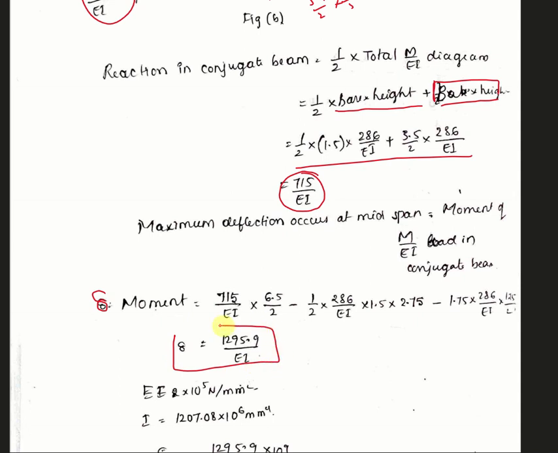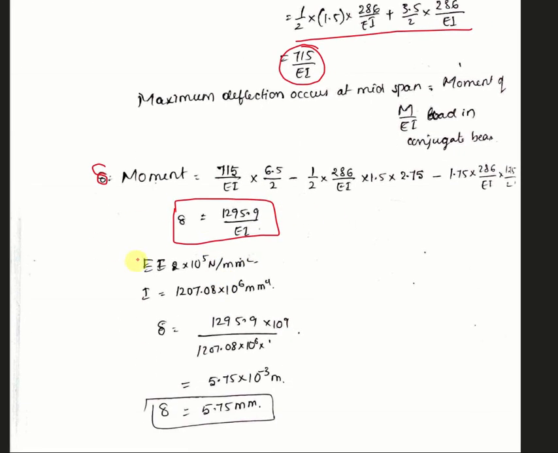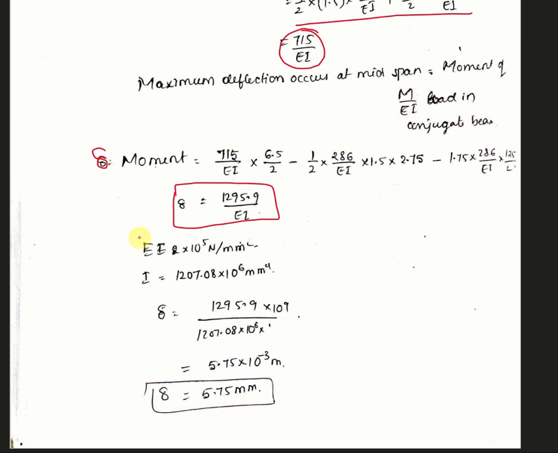As a conjugate beam, we have already seen this in strength of materials concepts. So E value is 2 into 10 power 5 Newton per mm square, and the moment of inertia, as you have written in the properties, is 1207.808 into 10 power 6. Now you can find the deflection in pure numericals as 5.75 mm.